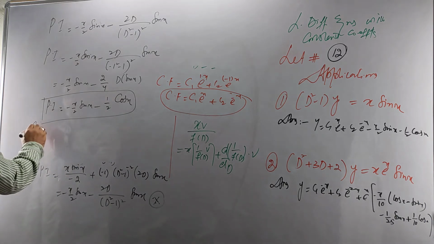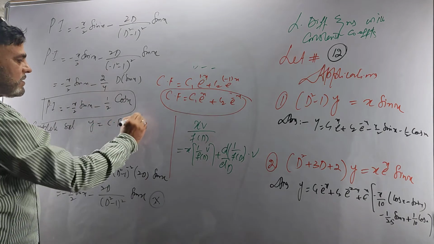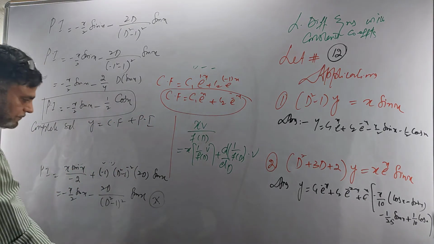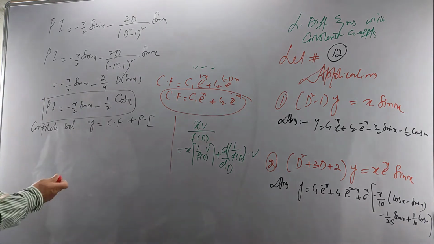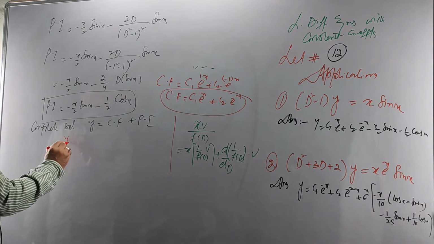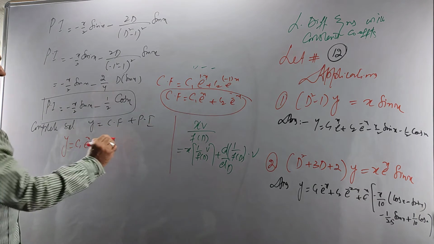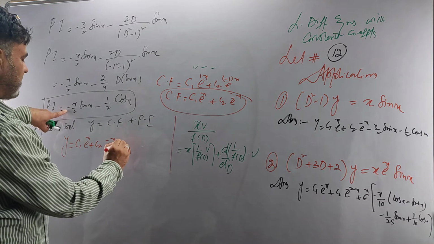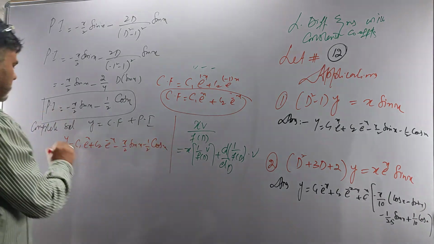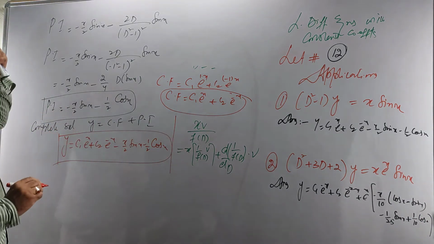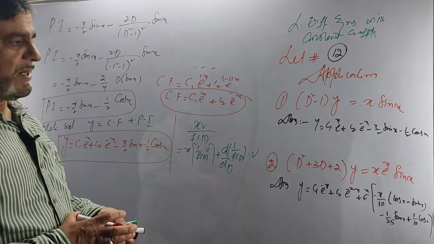So what is the complete solution? Your complete solution is y equal to complementary function plus particular integral. The complementary function is y equal to c1 e raised to the power x plus c2 e raised to the power minus x. Then the particular integral you found is minus x by 2 sin x, then minus 1 by 2 cos x. This is the solution of such questions when the right side is x into some function of x, say x sin x, x cos x, and so on.